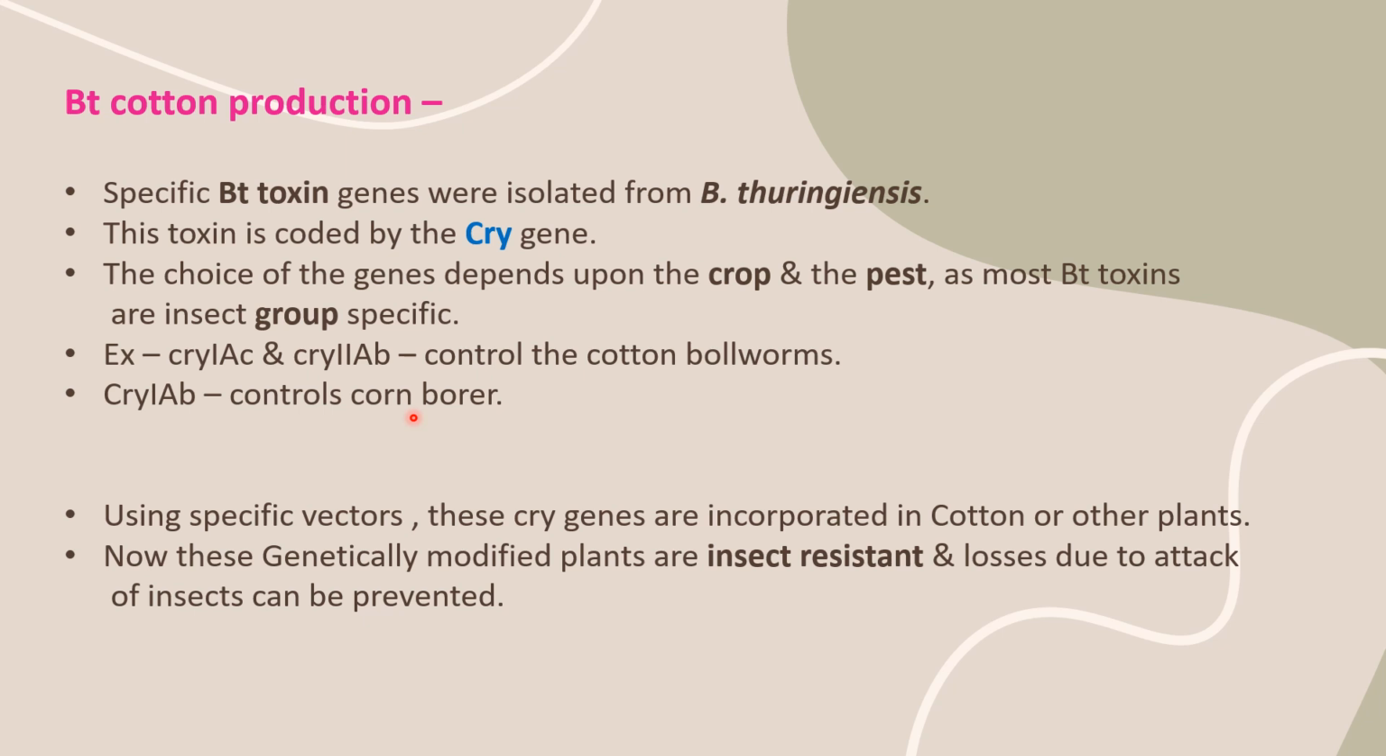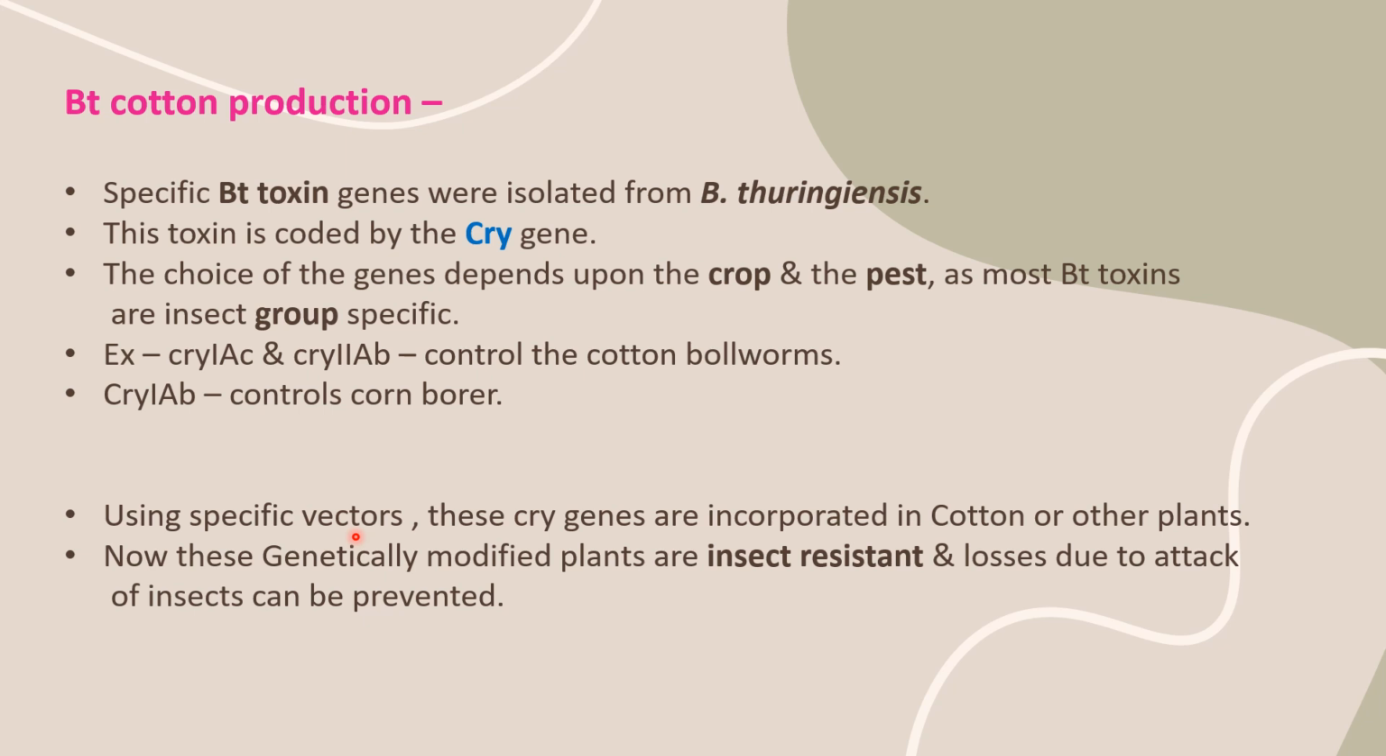After selection of the required Cry gene, using specific vectors, these Cry genes are incorporated in cotton or other plants like brinjals or tomatoes. This technique of recombinant DNA production and genetic engineering used in Bt cotton formation is properly explained in my video, Restriction Endonuclease and rDNA production. So you can watch that video for more detail. Link is provided in the description.